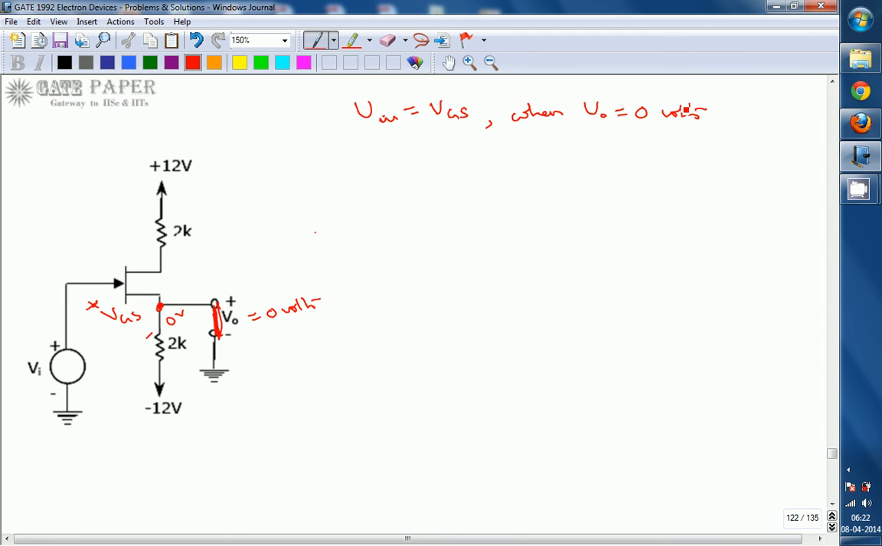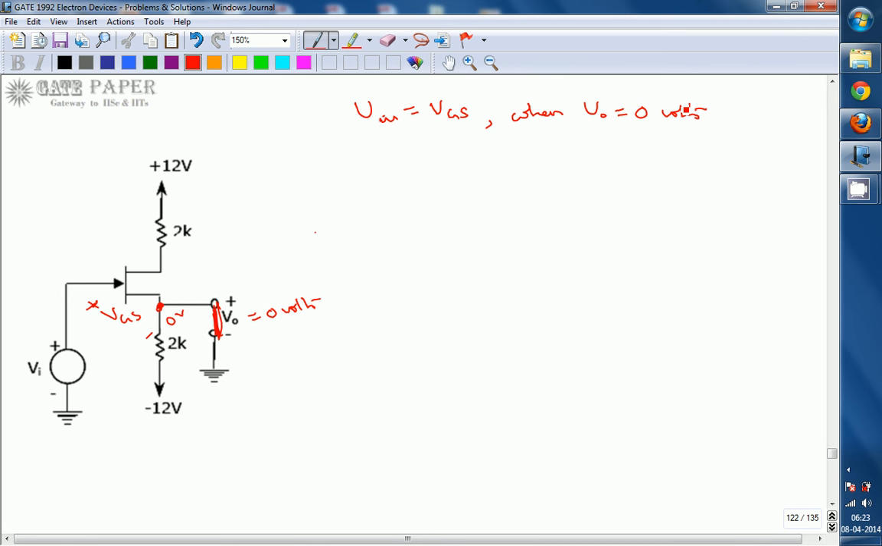This is what we are calculating. What will be the value of V input whenever V out is equal to 0? Is this asked or not? Vi if V0 is equal to 0, that is what the B bit. So from that one, V input is nothing but VGS. Again, if you are able to calculate VGS at that time, that is the required value.